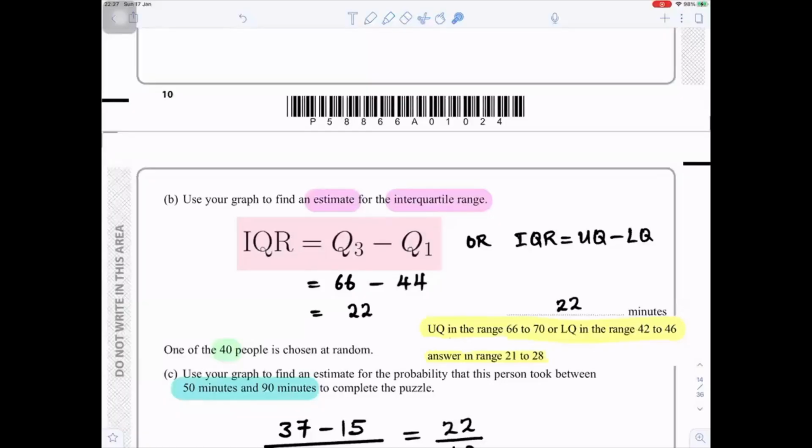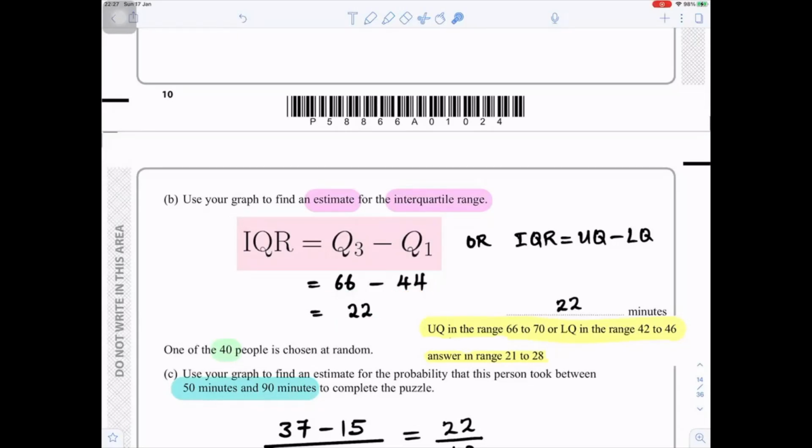Part B, use your graph to find an estimate for the interquartile range. For the interquartile range, we use this formula. Lower quartile is Q1, upper quartile is Q3. So interquartile range is Q3 minus Q1. Or you can use these other symbols: upper quartile UQ minus lower quartile. So we're going to look at those on the graph. It was 66 minus 44, which will give you 22 for the interquartile range.